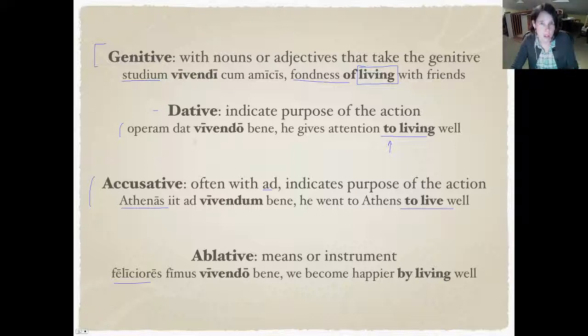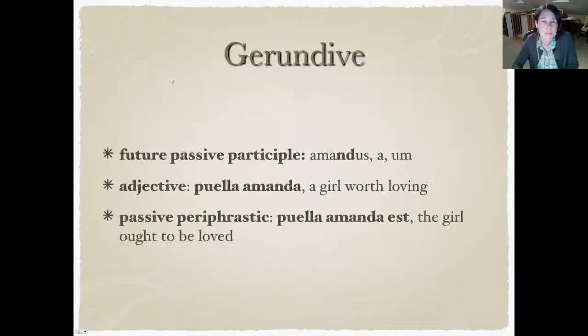So again, the gerund can exist in 4 different cases: the genitive, the dative, the accusative, and the ablative. It's essentially doing in each case what each case does, but we can be a little bit more precise to say that the genitive gerund shows up with nouns or adjectives that take the genitive. The dative gerund is used to indicate the purpose of the action. The accusative gerund is used to indicate purpose of the action, but this is going to be showing up with the preposition ad. And then the ablative gerund shows means or instrument.